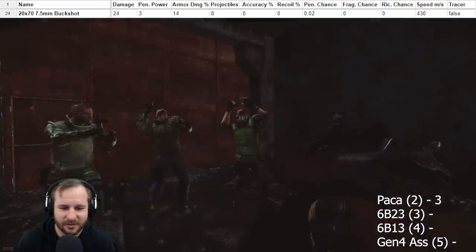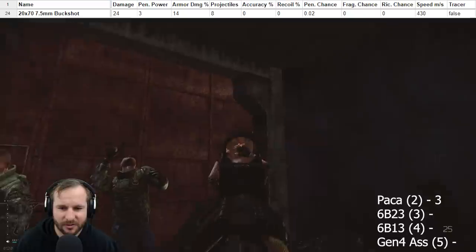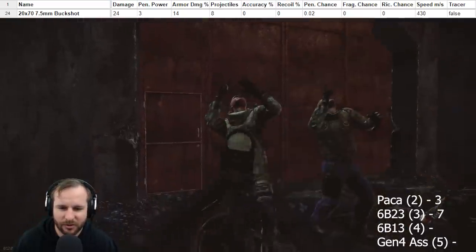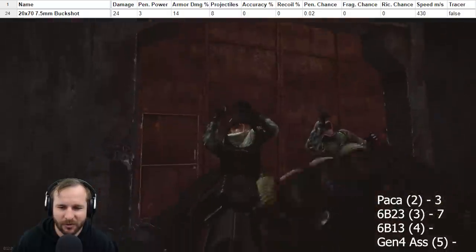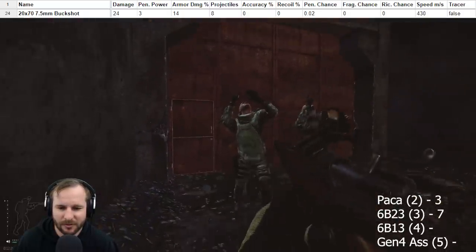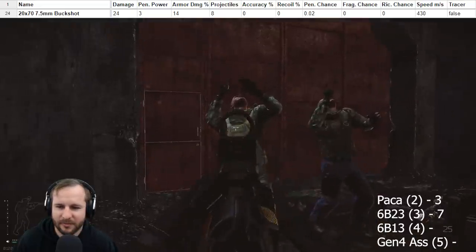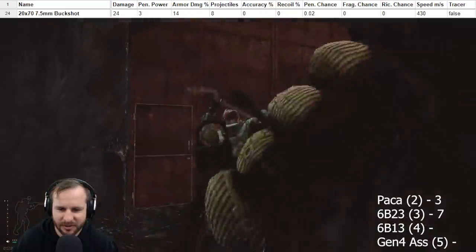So that's the reason why it's taking so many shots, is the pellets have to do so much damage to be able to drop the person. Now the same comes with the 6B13, with all those pellets hitting, it's all coming down to how many shots to be able to destroy the armor and then be able to do the damage to the actual person themselves. And this one comes in as 7 shots as well.